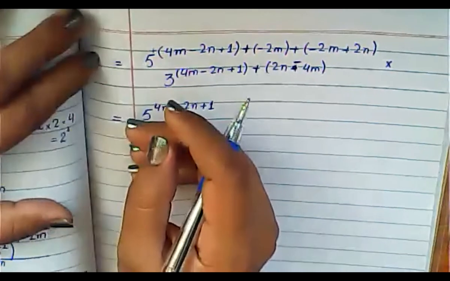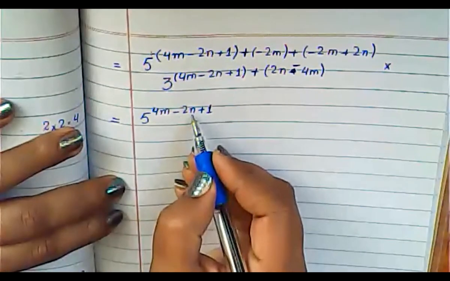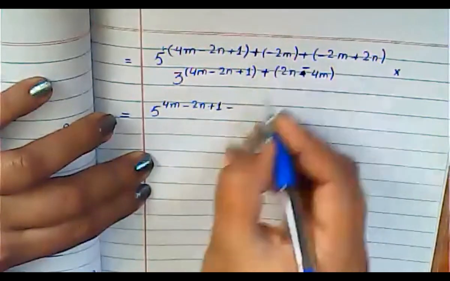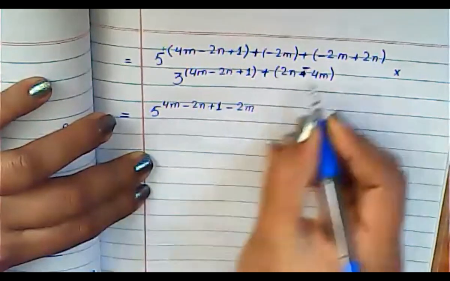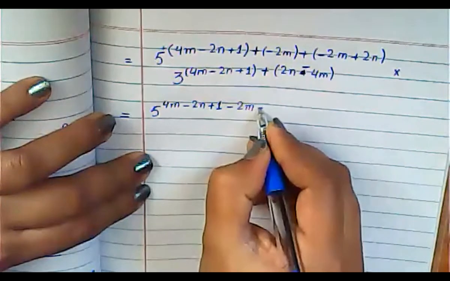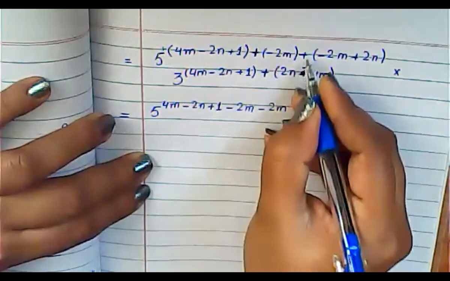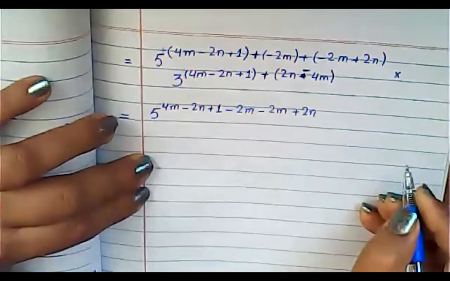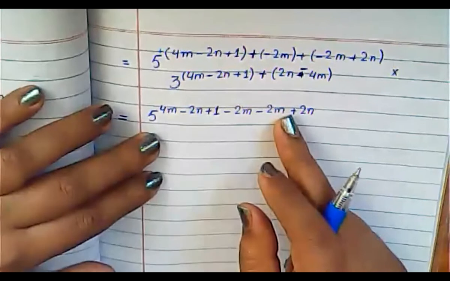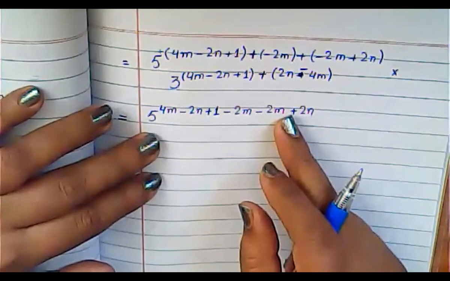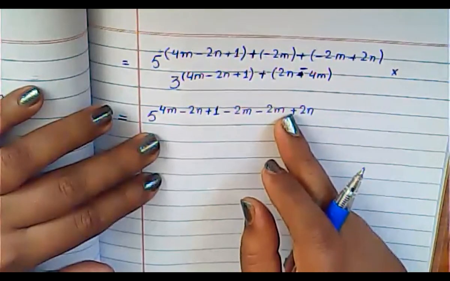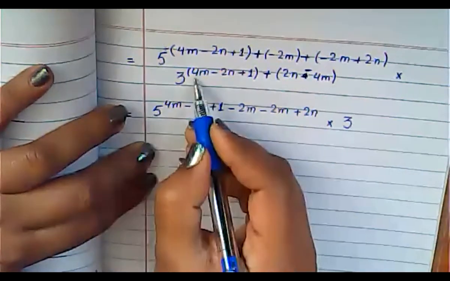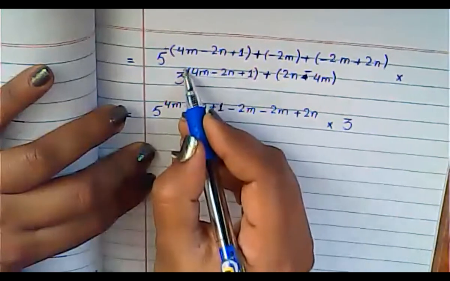Okay. 4m minus 2n plus 1, then plus minus minus 2m, then plus minus 2m, plus plus 2m. Clear? Please tell me, is it clear? No, the next one, which is 3, 4m minus 2n plus 1, because plus sign.